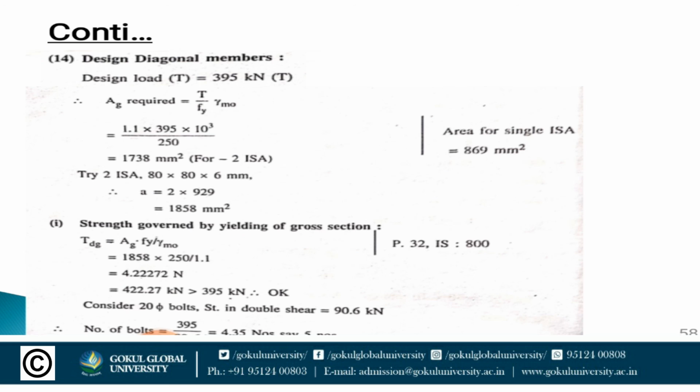Now next, design of diagonal member. The diagonal member behaves like a tension member. So design T is equal to 395 kilonewton. So Ag required is equal to T divided by fy upon gamma m0, from IS 800 page number 32. Here we also try 2 ISA 80 by 80 by 6 mm. Then we find the strength governed by yielding of gross section. So consider 25 mm size of bolt. It is in double shear. We got the number of bolts, it is 5 nos.